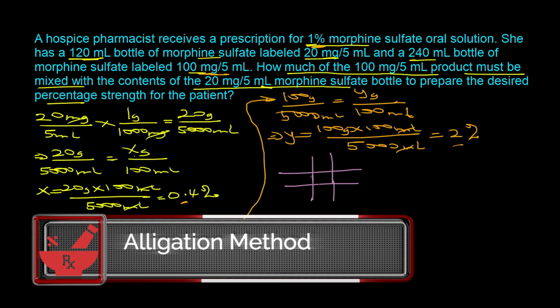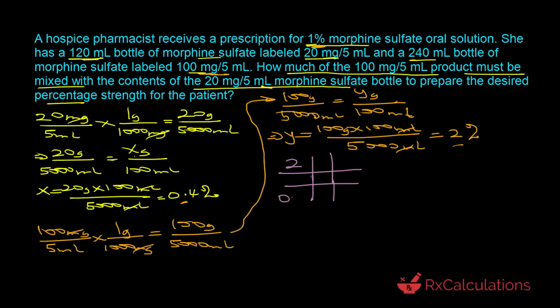So alligation, the higher strength goes to the top left. So that's 2. The bottom left is the lower concentration, 0.4. And in the middle, you have 1. Now on the right hand side, you're going to be finding the number of parts of the 2% and the 0.4%. And the way you do that is to find the number of parts of the 2%. You take the 1, subtract 0.4 from it. That gives you 0.6. So you have 0.6 parts of the 2%. Then to find the number of parts of the 0.4%, you take 2 minus 1. That gives you 1. So you have 1 part of the 0.4%.